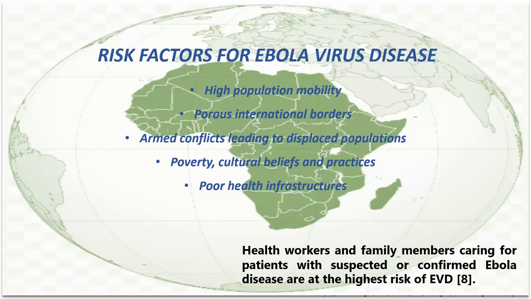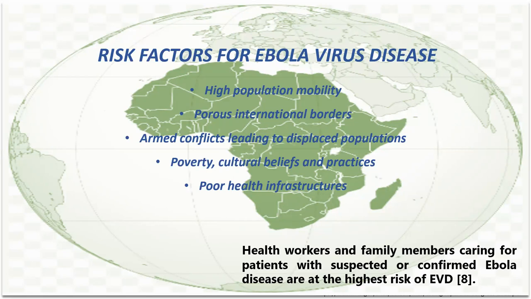So there are some risk factors for Ebola virus disease. One of the risk factors is high population mobility. Another is international borders, because the countries that are affected share borders, so free transport from one country to another can also transport the disease. Also, armed conflicts can lead to displaced populations, because in one of the countries that reported the Ebola virus, war or conflict made people displaced. In that case, it can also cause the spread of Ebola virus disease.